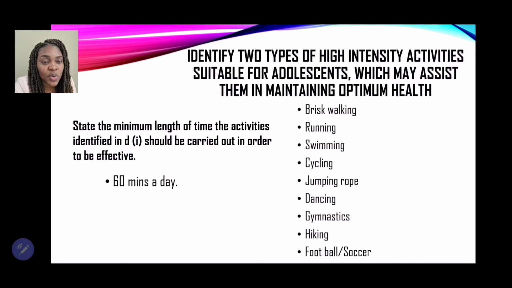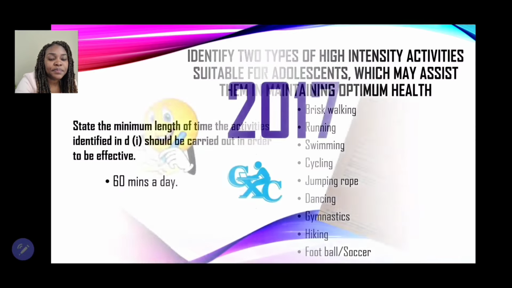So we may speak of brisk walking, running, swimming, cycling, jumping ropes, dancing, gymnastics, hiking, or playing football. And you may name a few as well. Now, the minimum length of time for these activities is what, like 60 minutes? All right, a day. Good.